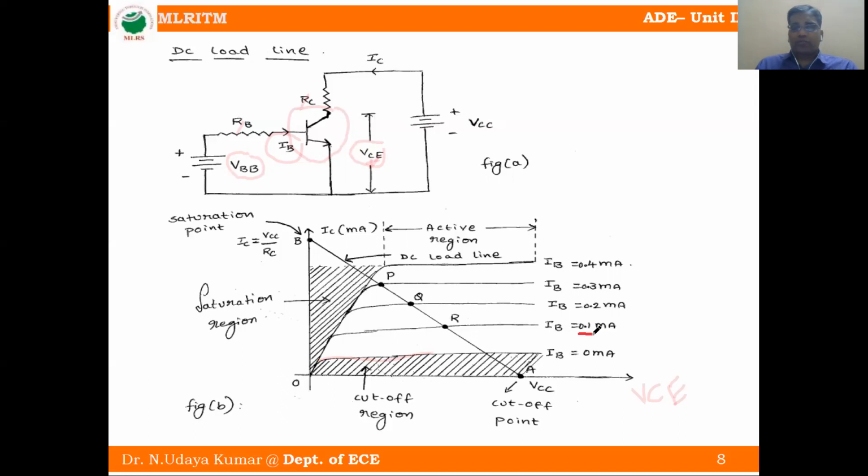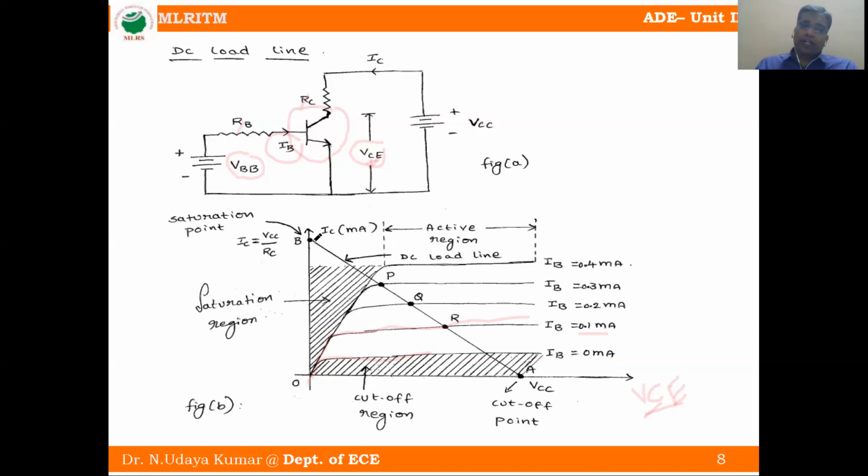After that, what we do? IB is equal to 0.1 milliamperes. We have to put IB equal to 0.1 milliamperes, then vary VCE, the collector emitter voltage. By varying the collector emitter voltage, the corresponding IC value increases up to this point, linearly. VCE increases, IC also increases up to this point. Then it will be flat, meaning it is constant. Similarly, we take different IB values and vary VCE, and we will get IC. So this is called output characteristics.